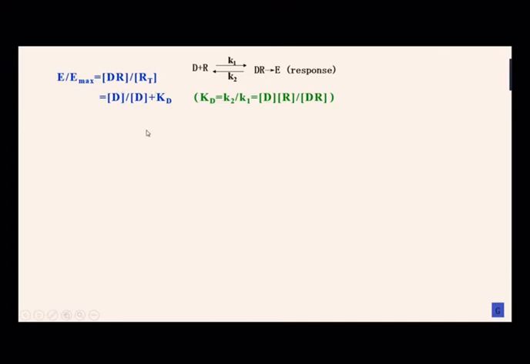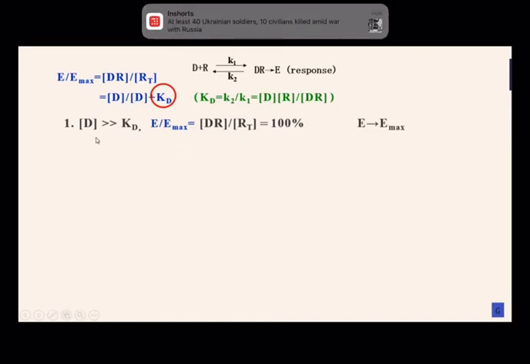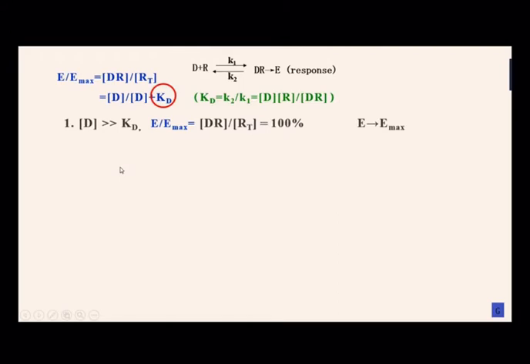From this equation, we could get two results. 1. When the drug concentration is large enough, much larger than Kd, Kd could be omitted. So the ratio of E to Emax equals D divided by D, equal to 100%. It means when the drug concentration is large enough, all the receptors are occupied, and they could produce the maximal response.